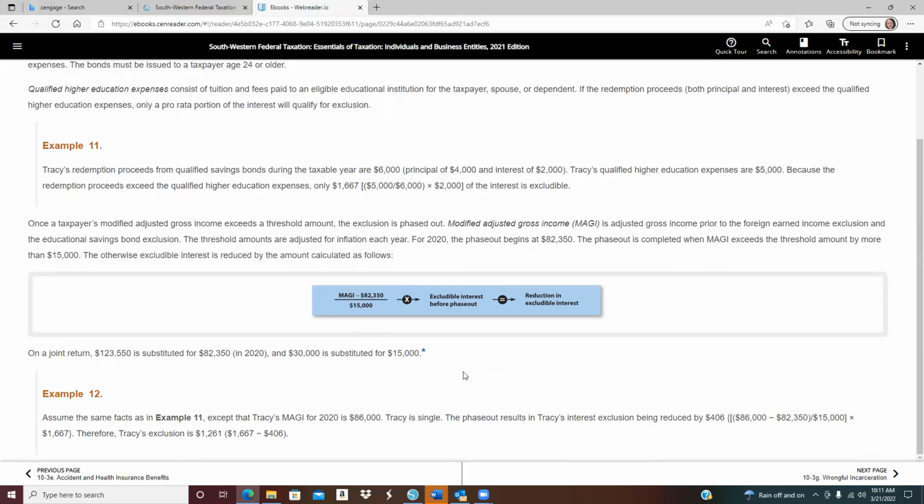let's go ahead and look at an example. We're going to go back to example 11, except that Tracy's modified adjusted gross income for 2020 is $86,000. Phase out results in Tracy's interest exclusion being reduced to $406. So they took the $86,000 of her modified adjusted gross income, minus the phase out amount, divided it by the threshold amount of $15,000. Okay, multiplied it by the excludable interest before phase out, which became $406. Therefore Tracy's exclusion is $1,261, which is the 1667 minus the 406. So this is how she came up with it. Then she would take the 1667 minus the phase out for the exclusion.